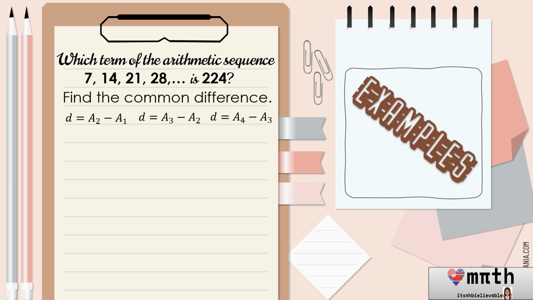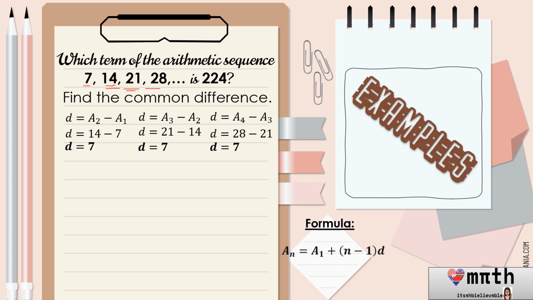Again, a sub 2 minus a sub 1, that is 14 minus 7. A sub 3 minus a sub 2, that is 21 minus 14. Then, a sub 4 minus a sub 3, that is 28 minus 21, which is all equal to 7. So, our common difference is 7. So, using the formula again, a sub n is equal to a sub 1 plus n minus 1 multiplied by d.